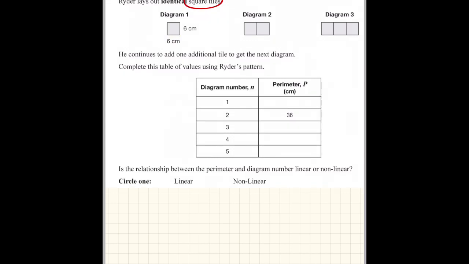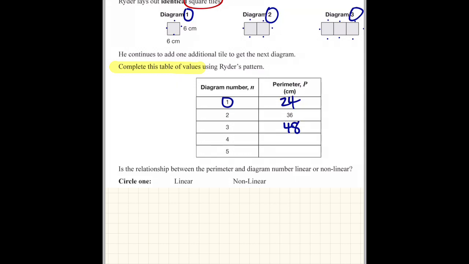Now let's read what the question wants us to do. We want to complete the table of values using his pattern, but we've done some thinking about that, so we can do that. Let's have a look. In diagram number 1, we've got a perimeter of 6, 12, 18, 24 centimeters. In diagram number 2, we have 6, 12, 18, 24, 30, 36. In diagram 3, we've got 6, 12, 18, 24, 30, 36, 42, 48.